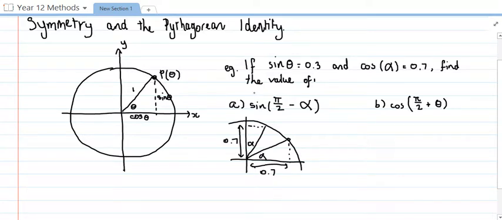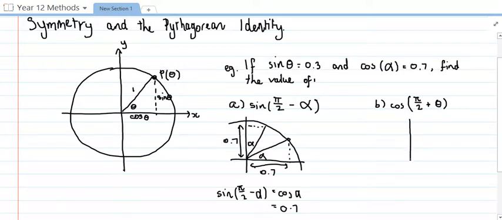Now the next thing is that the question is asking us to do sine of the angle. Sine is referring to the vertical component, and we can see right away that the vertical component of this is 0.7. So in conclusion, I can say that sine of pi on 2 minus alpha is equal to cos of alpha, which is 0.7.